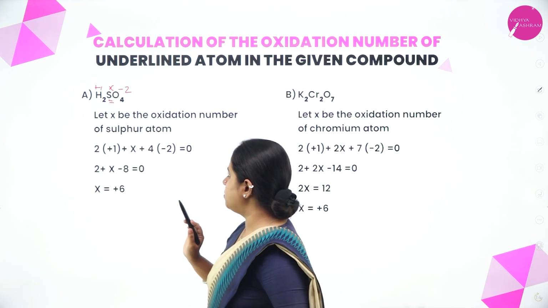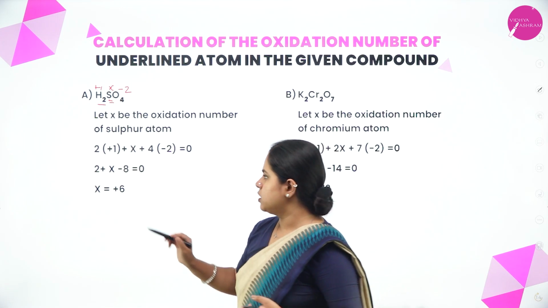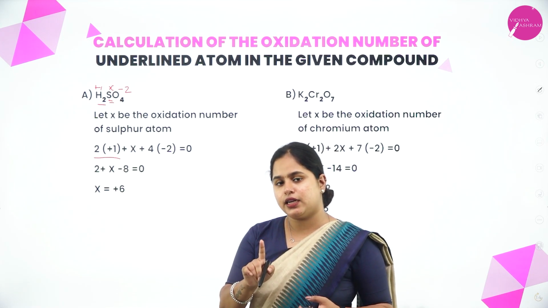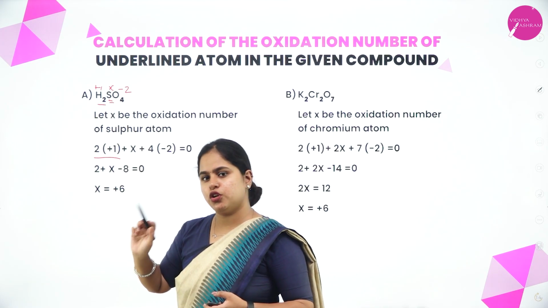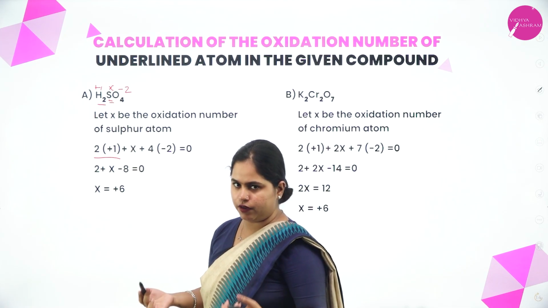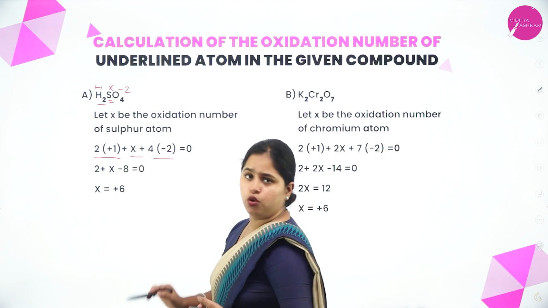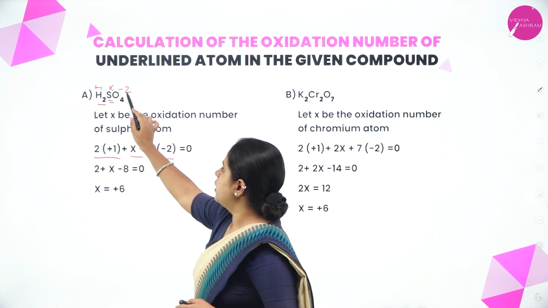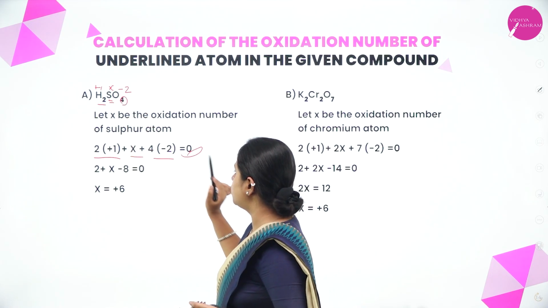Okay, I hope that much part is clear. And how many atoms of hydrogen are here? 2 atoms. So what we have to do? 2 into +1. For one atom, it is +1 oxidation number, and you are having 2 here, so you write 2 into 1. And what else is there? X. Sulfur we don't know, so we keep it as X. So 2 plus X plus 4 into -2. Why 4 into -2? For one oxygen, it is -2, and there are 4. So 4 into -2 will be equal to 0.